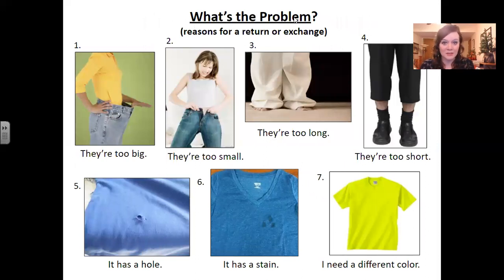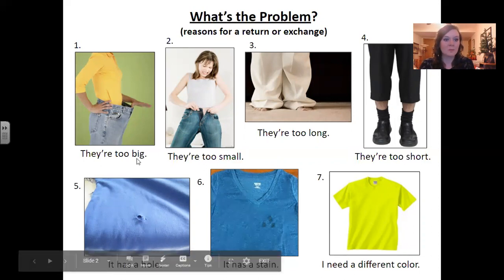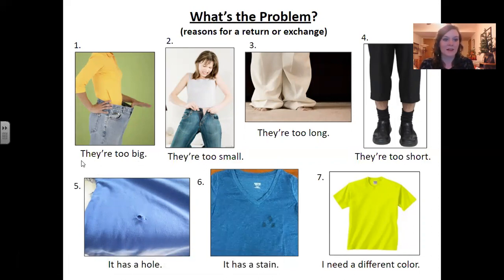What's the problem? Here we have some reasons for a return or exchange. So why do you take clothing back to the store? Why do you make a return? Why do you make an exchange? Here are some reasons. Number one, they're too big. So the pants, they're too big. Number two, they're too small.